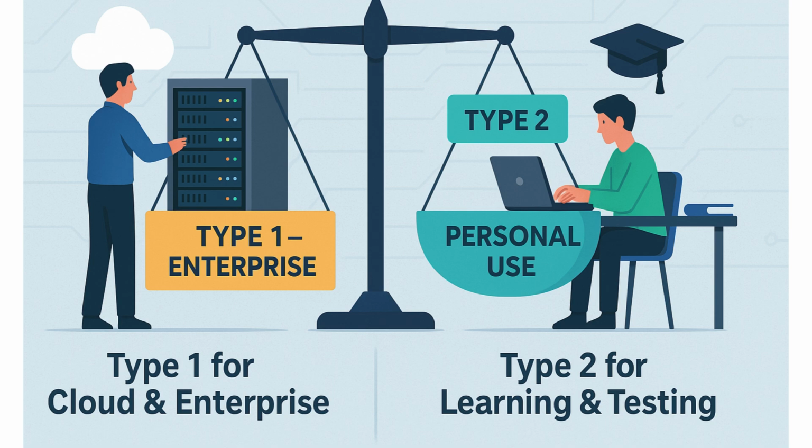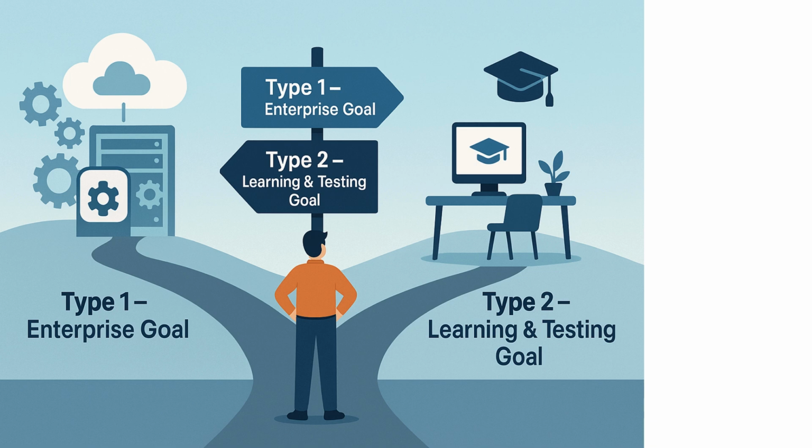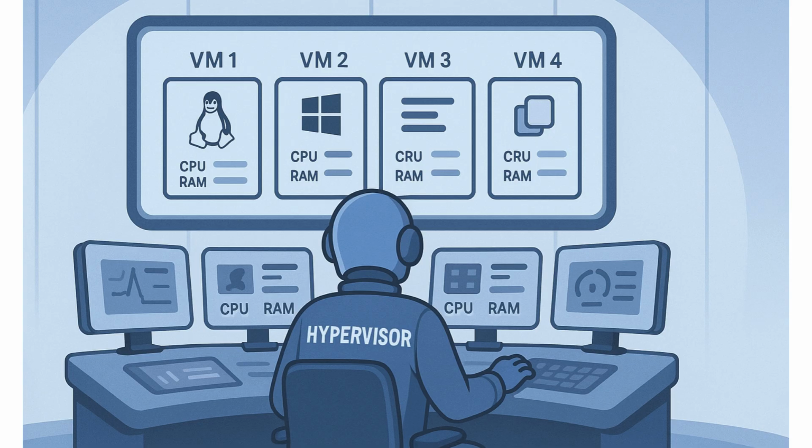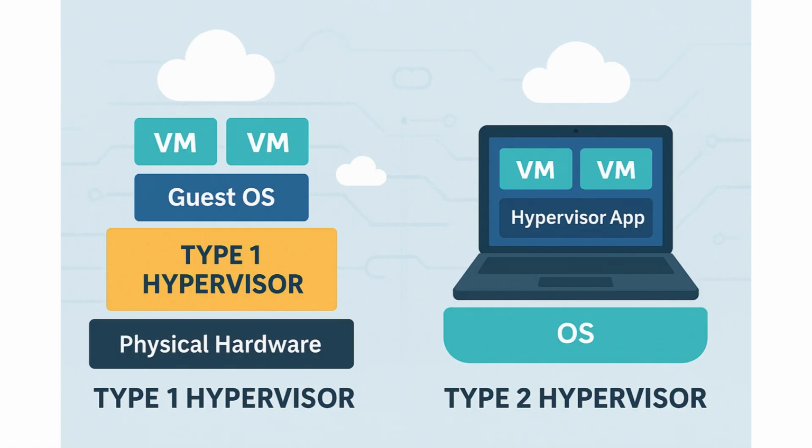Which one should you use? If you're working in cloud or enterprise IT, go with Type 1. If you're testing or learning on your laptop, Type 2 is easier to get started with. Each has its place, it all depends on your goals. So now you know, the hypervisor is the control center for virtualization. Whether it's Type 1 or Type 2, it's what makes cloud computing possible.